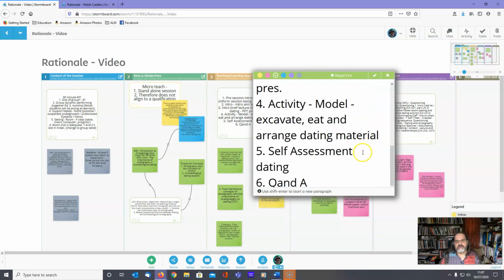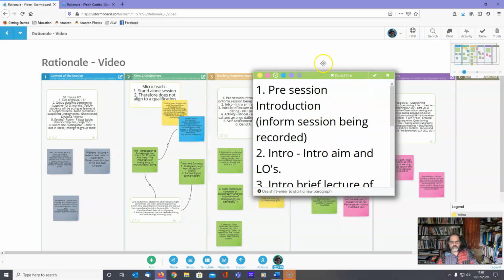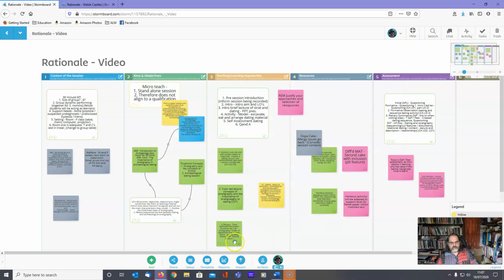Now my activity, I'm going to model, which means I'm going to show and demonstrate, and then learners can do it: excavate, eat, and arrange the dating material. Inside the cake are going to be inclusions, bits of chocolate, bits of biscuit, and these are going to be the finds that we're going to date as we come across them. It's going to require a handout, but you'll see that in a minute. And there's going to be some self-assessment in the dating, question and answers. What I've forgotten to put there is that after the activity, we're then going to do a plenary.